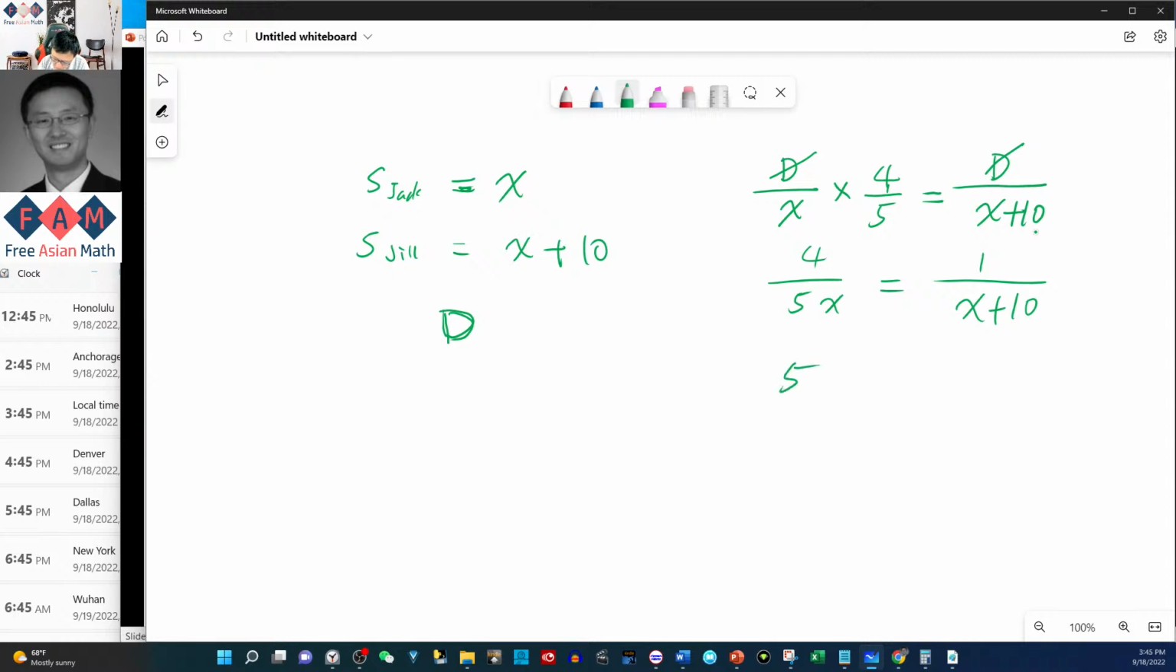So easily you cross multiply this ratio equation, and you get 4x plus 40.